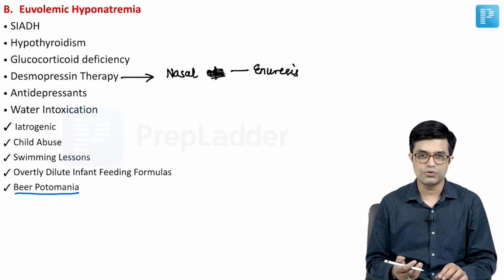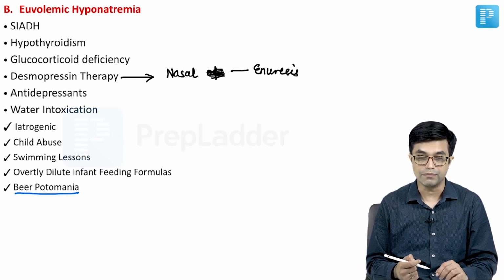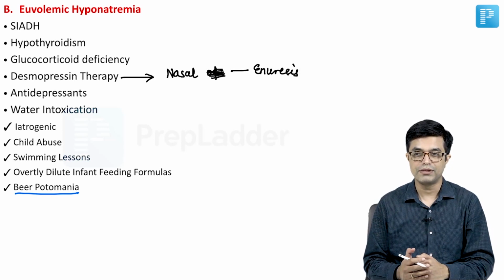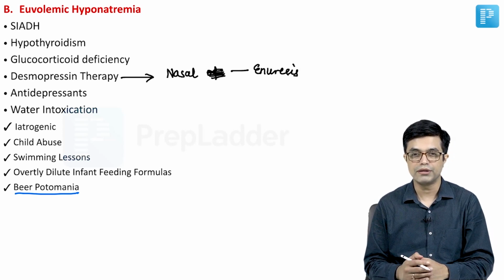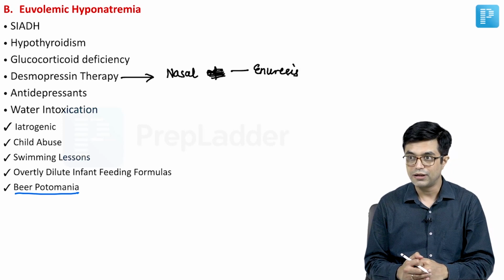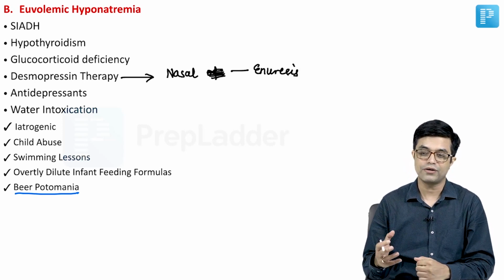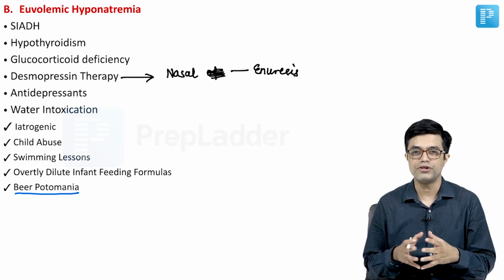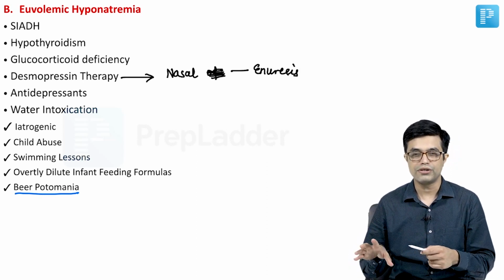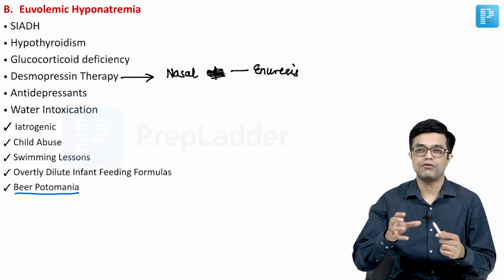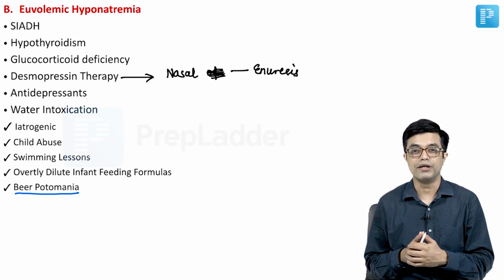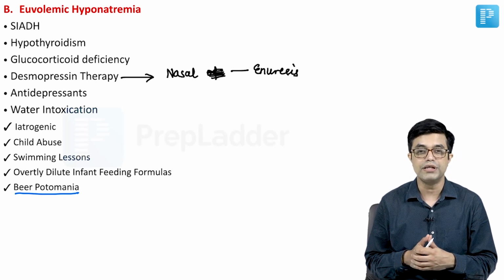Beer is a poor source of electrolytes, especially sodium. If too much beer is taken, like people just consuming bottles and bottles of beer, diuresis does happen. But sometimes there is too much water loading of the circulation. So when you are urinating, there may be features of slight hypervolemia, but the serum sodium gets diluted, and that condition is called beer potomania.